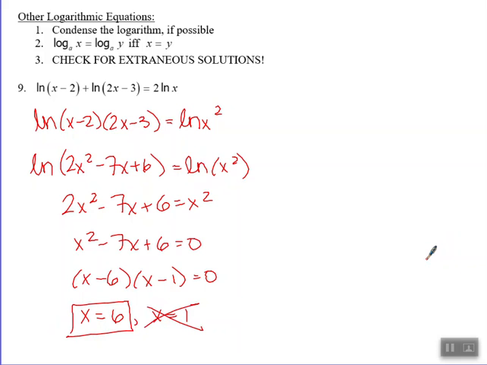So I have shown you two different techniques for solving exponential equations and two different techniques for solving logarithmic equations. You can decide which one is most appropriate for each problem that you work on.